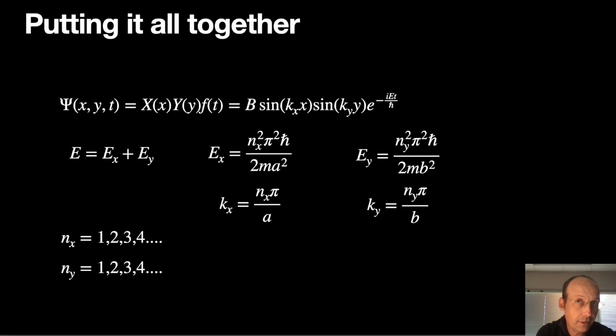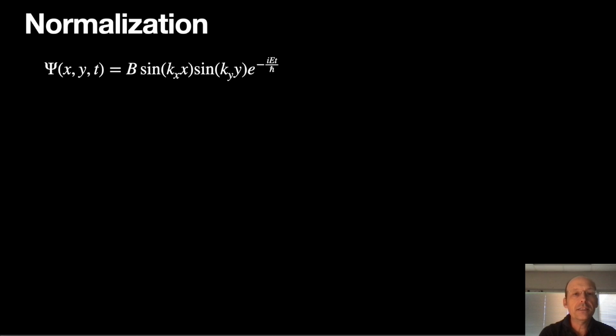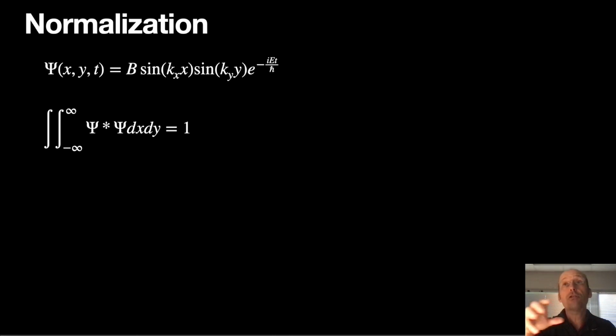Because you can't do anything if you don't know b. And this is where we get into normalization. So this is my wave function, the whole thing. If I take psi star psi, that's the probability density, and if I integrate over all of the area in this case, then the total probability has to be 1, which means you have to find the particle somewhere. So this is a lot like normalization in the 1D square well, except that we're in 2D. So we have to actually integrate over both dimensions. It's a surface area integral.